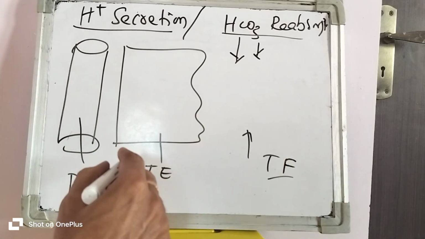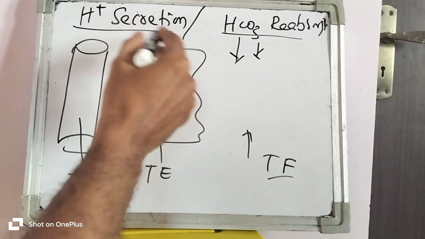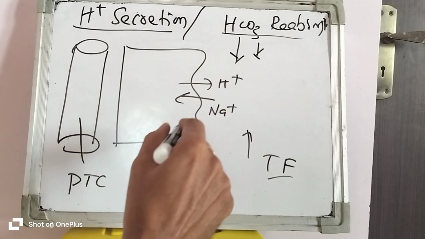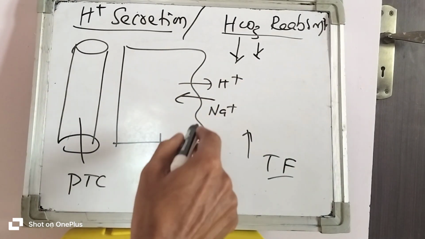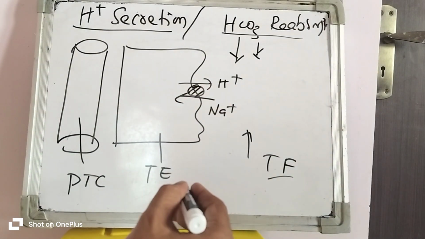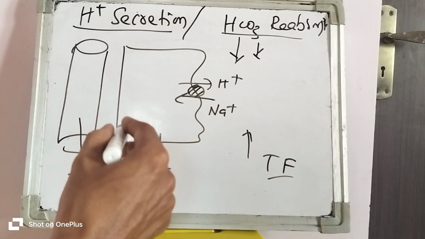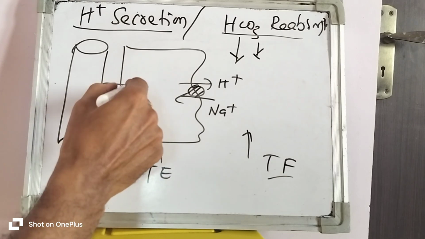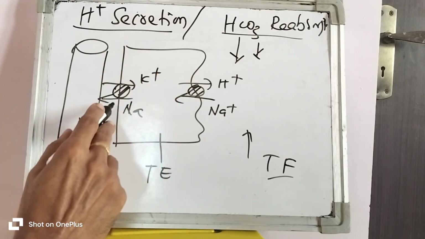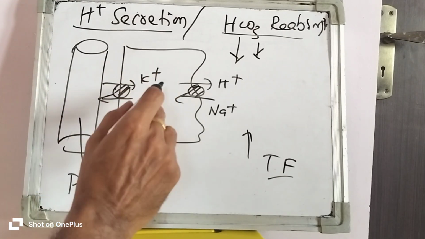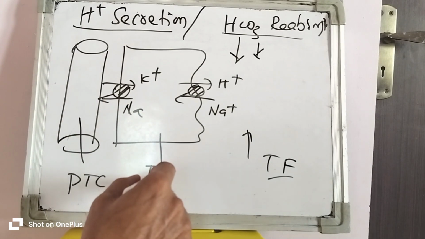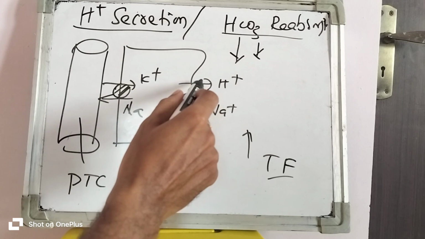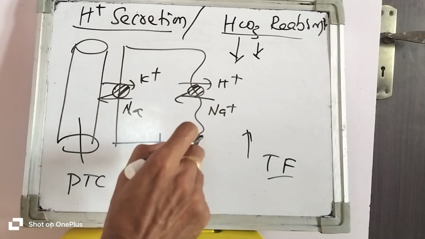Now what happens? The H plus ion secretion is done by an exchanger, the Na plus H plus exchanger. This exchanger is an example of secondary active transport, and it operates after the primary transport occurring at the basal membrane. The primary transport is the sodium potassium ATPase pump. When this pump is operating, sodium is pumped out, so the level of sodium is low in the tubular epithelial cell, and this causes sodium to enter the cell in exchange for H plus ion, done by the sodium hydrogen exchanger.